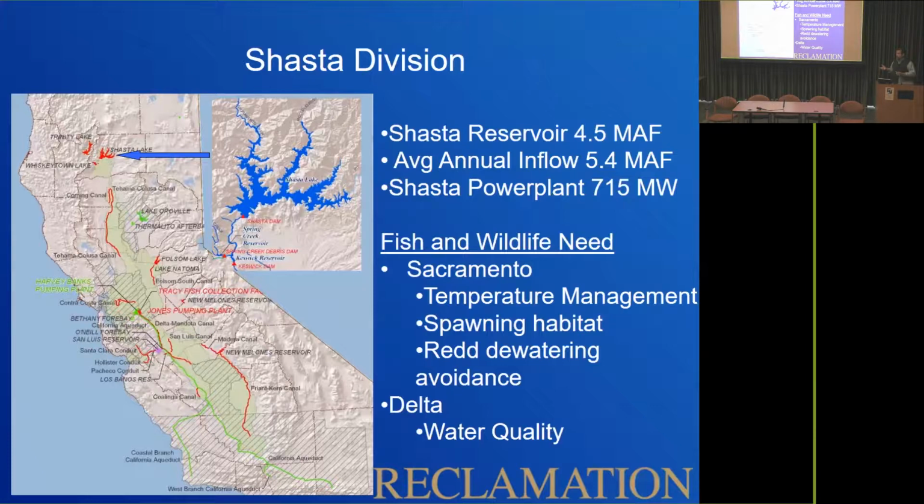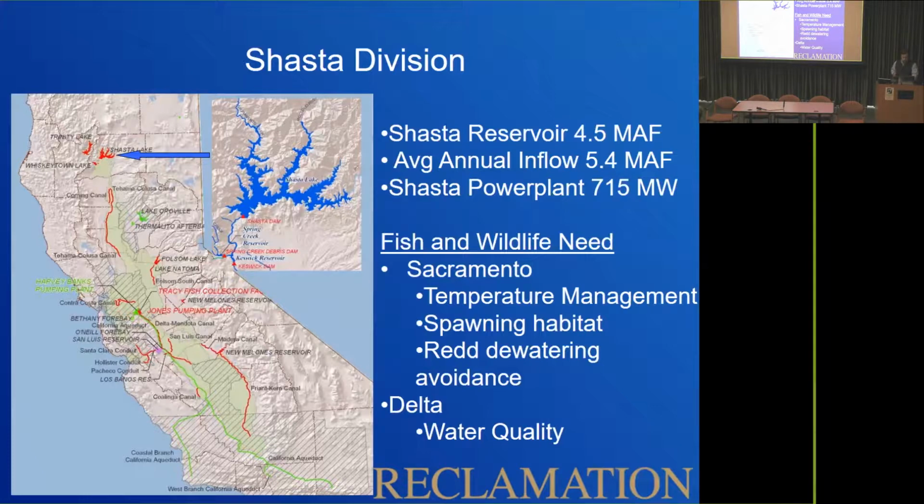And there's a number of fish and wildlife needs that we operate releases of flow and temperature from Shasta and Keswick dams for. So in particular, temperature management for winter run Chinook salmon, which is an endangered species. Also maintaining spawning habitat, trying to avoid redd dewatering. And then we do operate Shasta as well, and this idea of an integrated system, for Delta water quality and environmental needs in the Delta as well. And I'll talk about that a little bit.